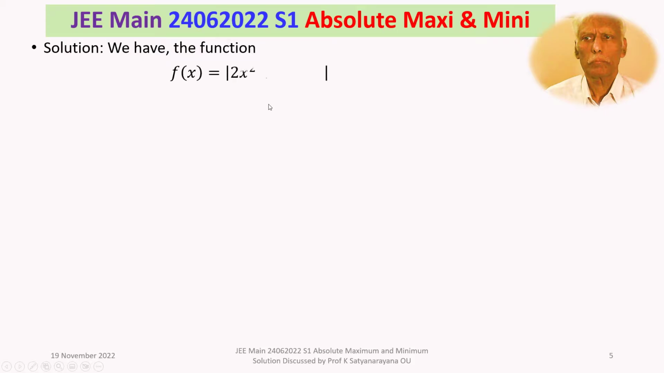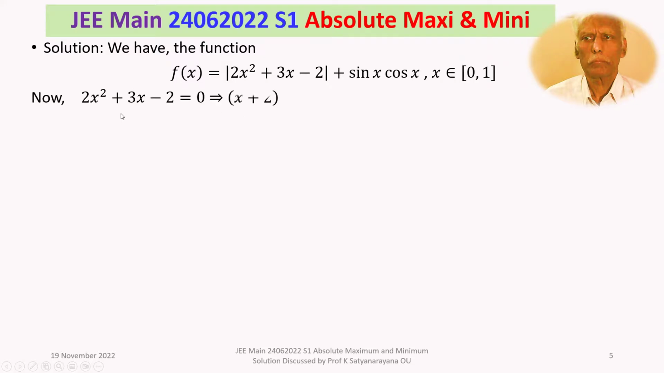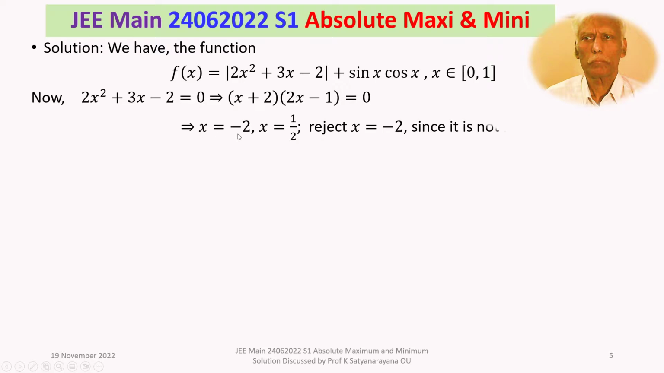We have the function, and this is factorized. 2x square plus 3x minus 2 is equal to 0 is factorized as x plus 2 into 2x minus 1 is equal to 0. And we are equating to 0 and finding the roots of this. x is equal to minus 2, x is equal to 1 by 2. We reject x is equal to minus 2 because minus 2 does not belong to the domain of this function, that is, it does not belong to the closed interval 0 to 1.